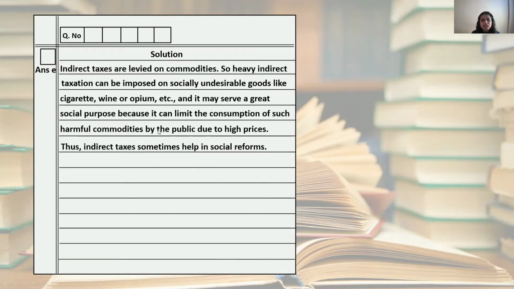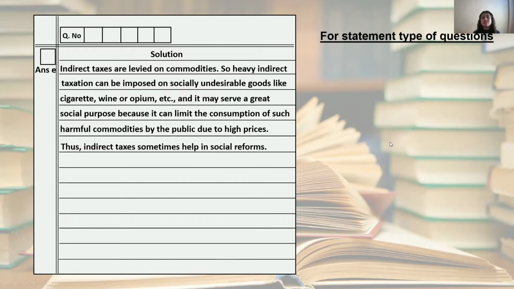Next, this kind of question is a statement kind of question, okay? So the question is, the statement comes in inverted commas, "indirect taxes sometimes help in social reforms." Explain how. So this is a sentence format kind of question.